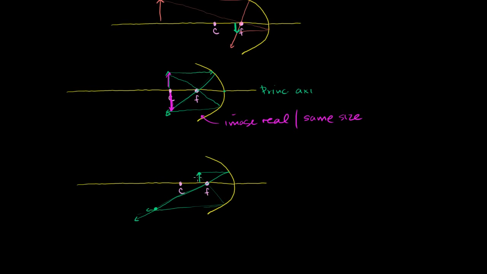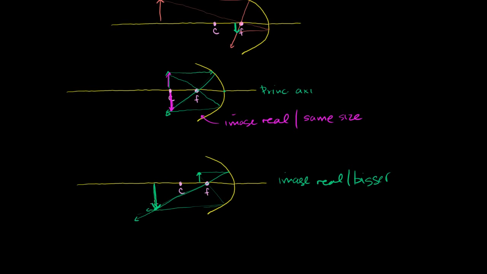And if you did it for every point on this arrow, the image would be an inverted arrow that is bigger than the original. It's almost the opposite of the first example that we showed. And so now the image is bigger than the original. So the image is real, and it is bigger. And where the image converges is going to be beyond the center of curvature.